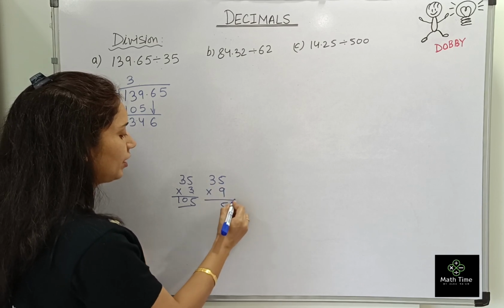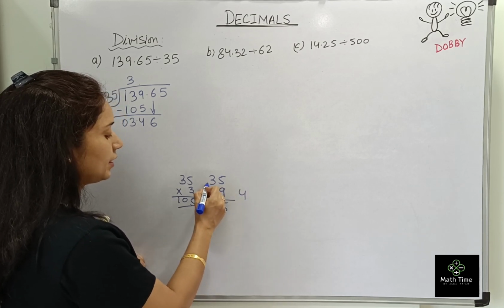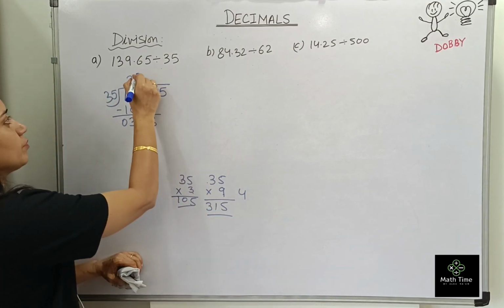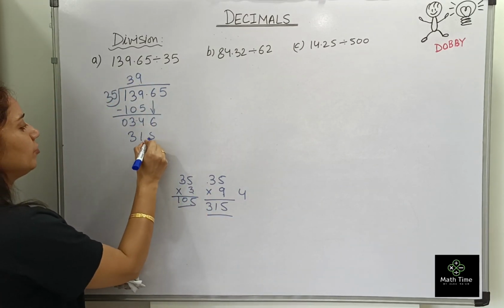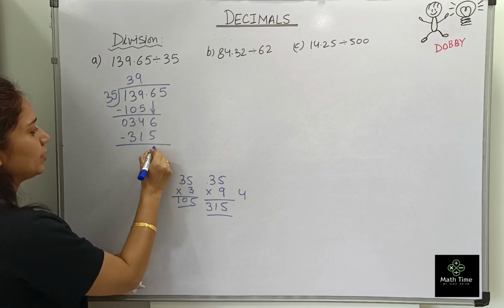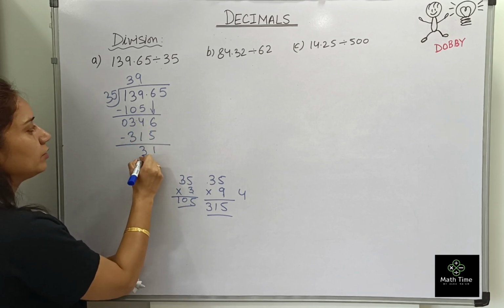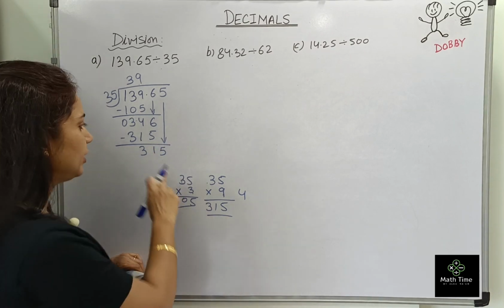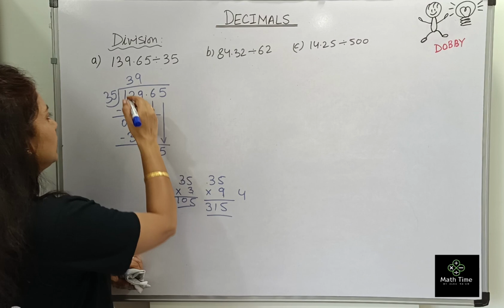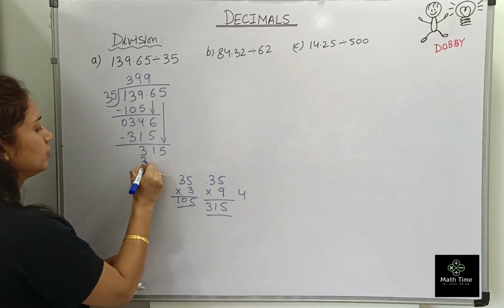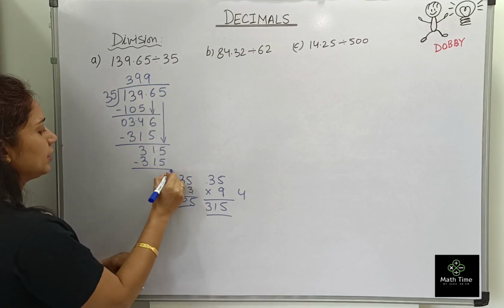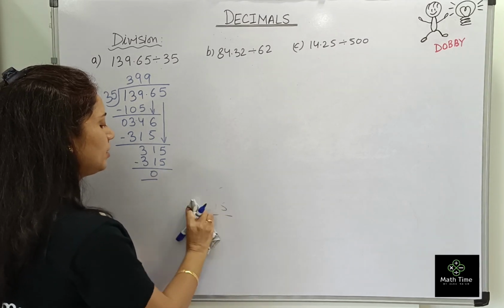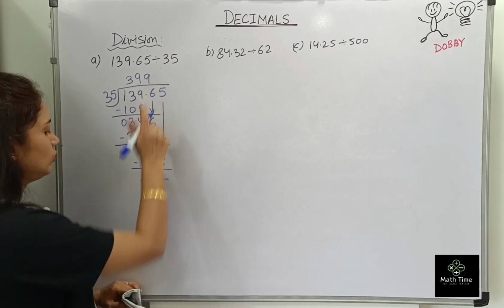9 5s are 45, 4 at the side, 9 3s are 27 plus 4, 31. So 315. 9s are 315. Subtract: 6 minus 5, 1; 4 minus 1, 3. Copy the next number 5 down. It is directly 315, which we have just got. 35 9s are 315. 315 minus 315 gives us 0. Now what answer are we getting?